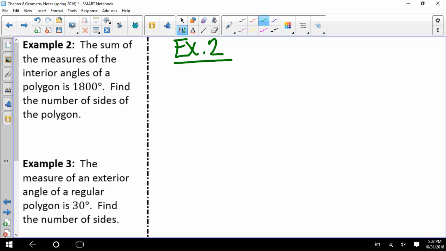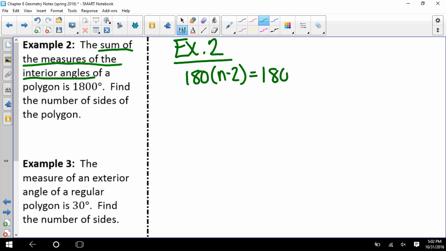The sum of the measures of the interior angles of a polygon is 1800 degrees. So you see, sum of the measures of the interior angles. That tells you that is the 180 times n minus 2 formula. And notice this time they're telling you what that equals. They're telling you that is 1800 degrees.